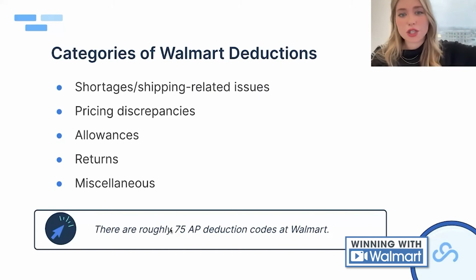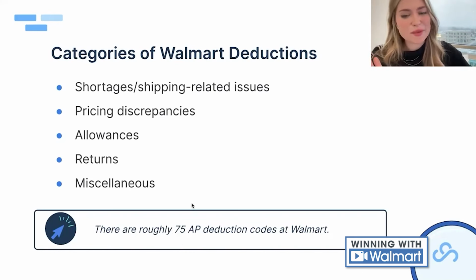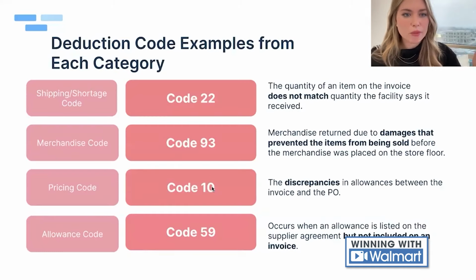If shortage and shipping related issues are not your first highest deduction code that you're experiencing, returns is usually going to be the next one. And then lastly, we just have miscellaneous, because that's where we put all of the ones that don't perfectly fit in each of these different buckets. Cool. So let's go over some examples.